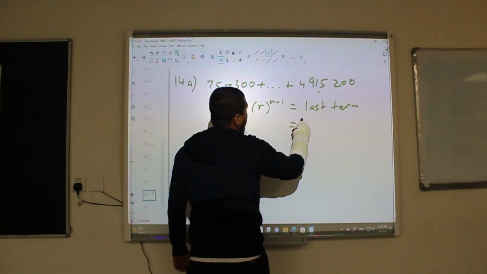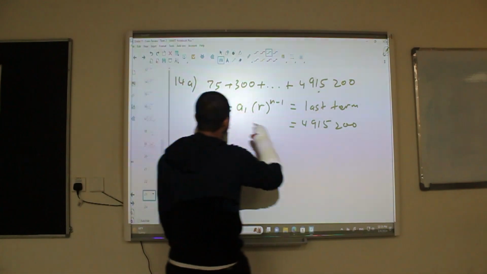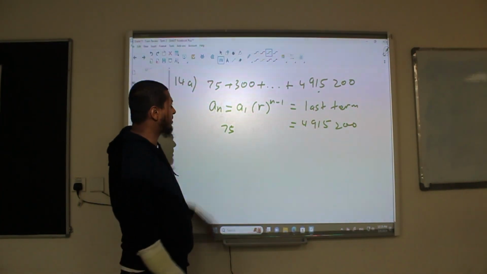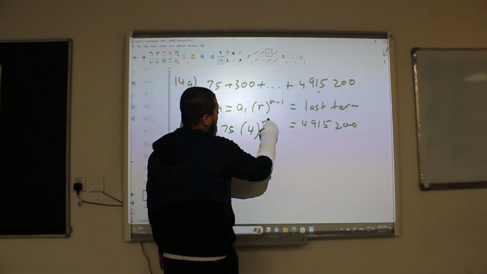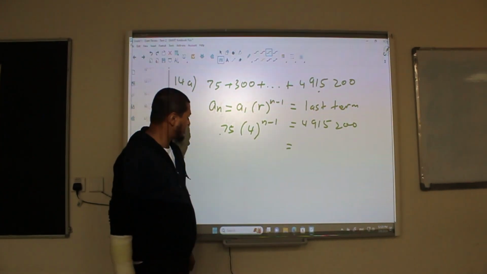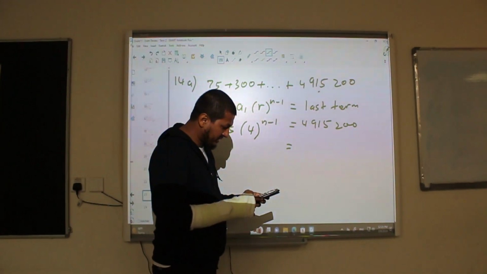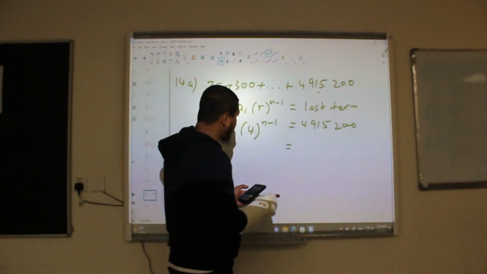So the last term is 4915200. a1 was 75. What's the common ratio? 300 divided by 75 is 4, because it's geometric. So that's 4 to the power n minus 1. Now we take 4915200 divided by 75. Let's see what we get. 4915200 divided by 75. So we get 65536.